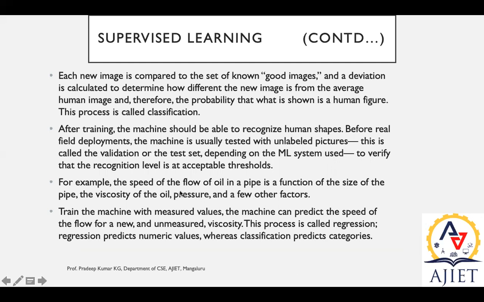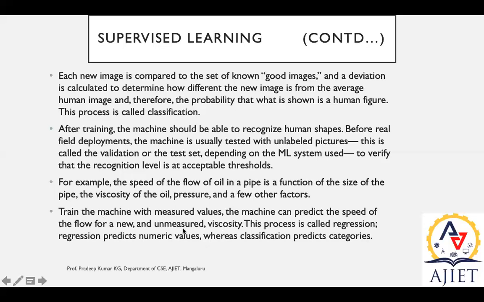Another example: the speed of the flow of oil in a pipe is a function of the size of the pipe, the viscosity of the oil, the pressure, and a few other factors. To apply this scenario, to calculate the speed of flow of oil in a pipe, train the machine with the measured values. The machine can then predict the speed of flow for a new, unmeasured viscosity. This is called regression. So what is its job?